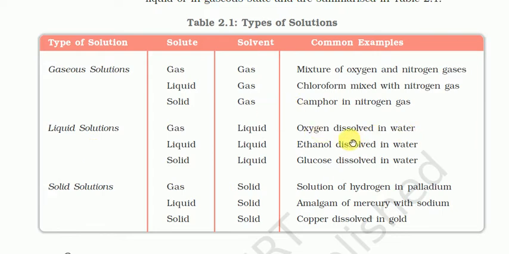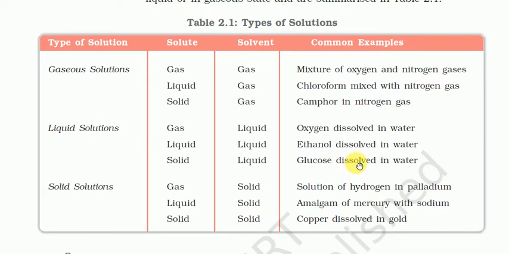You must remember that while opening a bottle of Coca-Cola or Campa Cola, you might have seen that carbon dioxide bubbles are coming out from the solution. This is also one of the best examples of the liquid solution, where gas is mixed with the liquid. Another is the liquid and liquid, that is ethanol dissolved in the water, which is the best example.